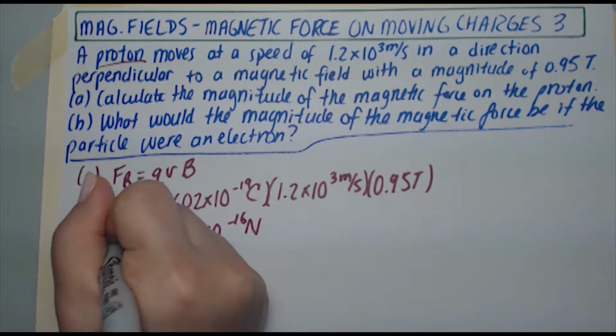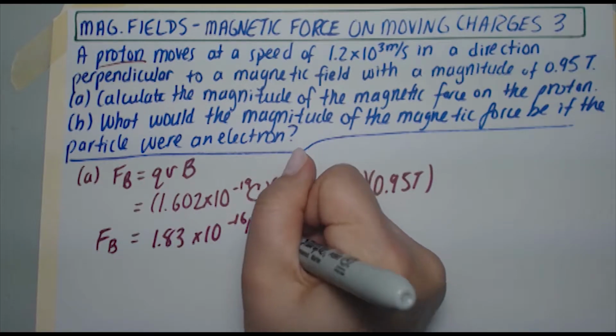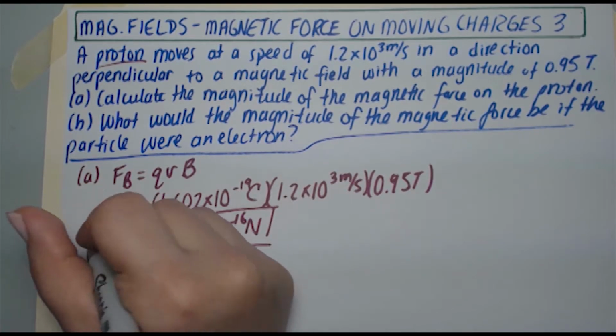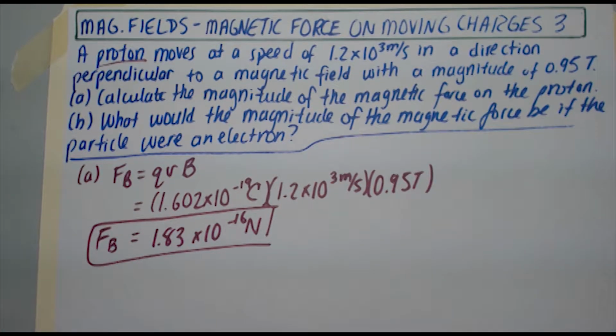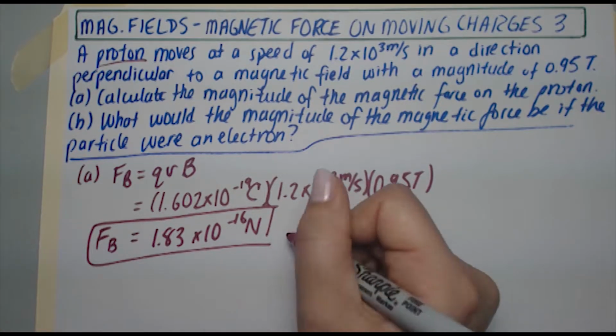Don't forget the unit. It's a force, so the force is measured in newtons, and we're asked for magnitude, so no vector symbol on top of the F_B. Okay, so there's the answer for part A.